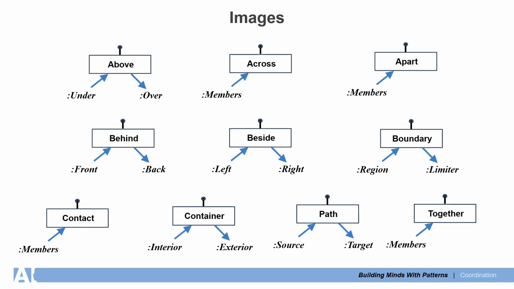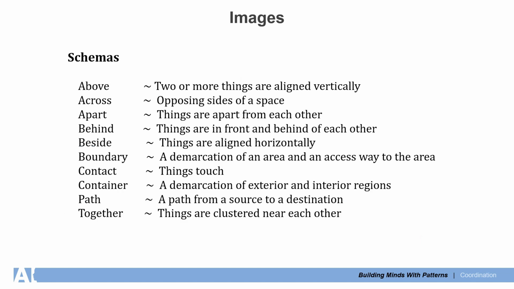Images are image schemas. Image schemas reflect spatial relationships among observables. Above, across, apart, behind, beside, boundary, contact, container, path, together are image schemas.